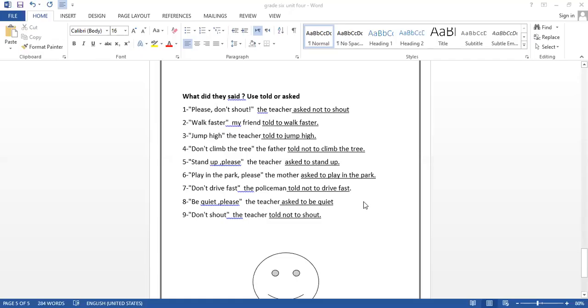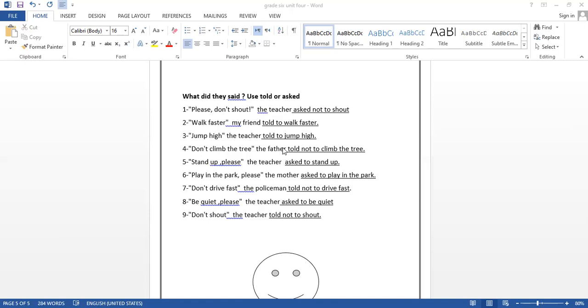Yes, now let's move to the next page, and that page 30. Now we are going to change these sentences. What did they say? هنعمل هدول reported. Okay, use told and asked.